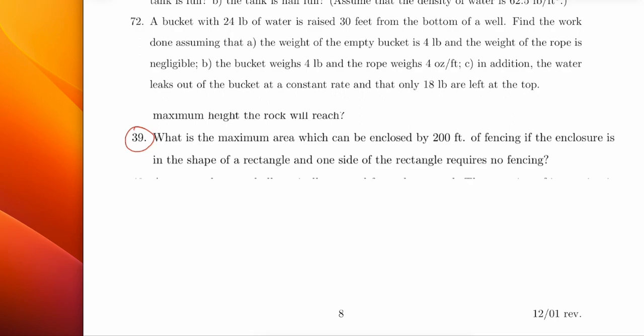The way that I do this, I always draw the shape and assume this side might be up against a barn, or a river. There's something there so they don't need fencing on that side. So we really just need 2 X's and 1 Y. So the fencing is 2 X's plus Y, and that totals 200. Okay, so that's the first thing.